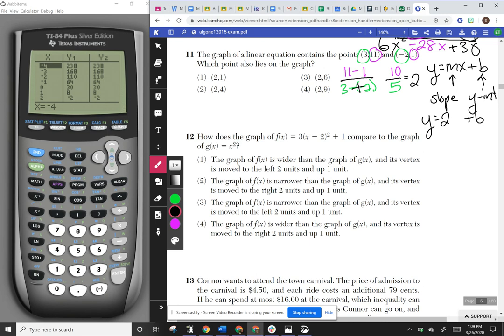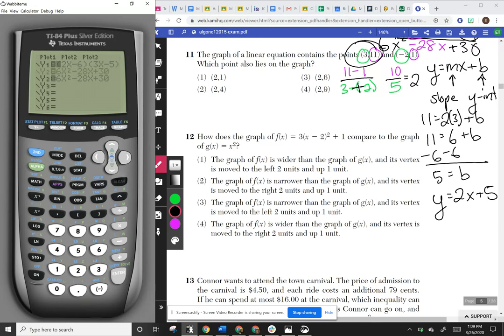Right, so to figure out b, let's substitute in x and y. So any point, I'm going to choose this first one. X is 3, y is 11. We get 11 equals 6 plus b. When you subtract 6 on both sides, you get 5 equals b. So this is y equals 2x plus 5.